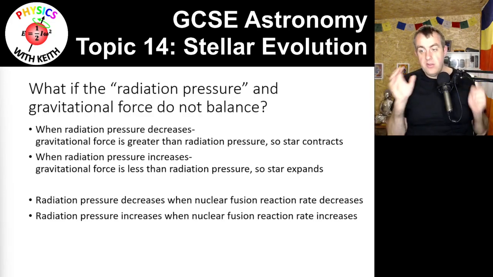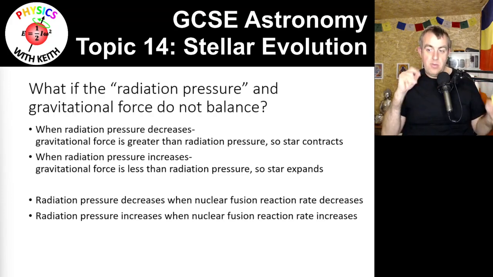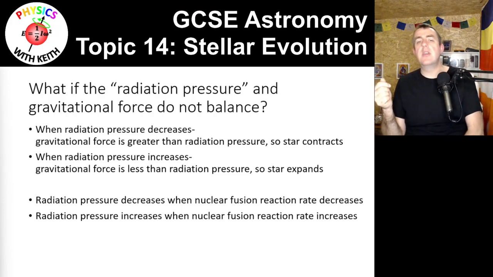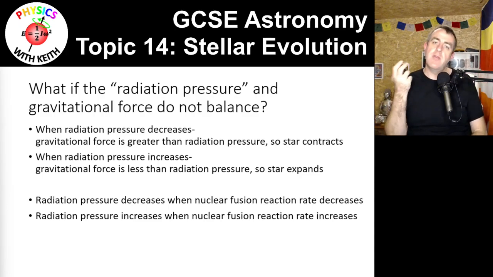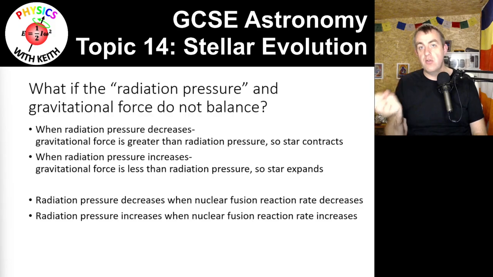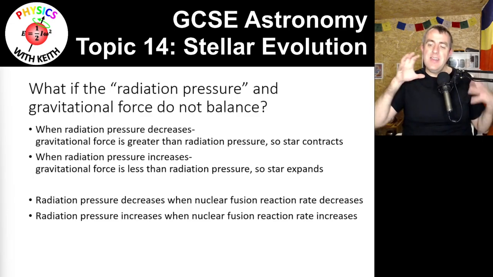If it's the other way around, the star's going to expand out. So what would make the radiation pressure decrease? Well, that would be a reduction in the rate of nuclear fusion reactions. And that could happen if we were using up the fuel. That would happen.